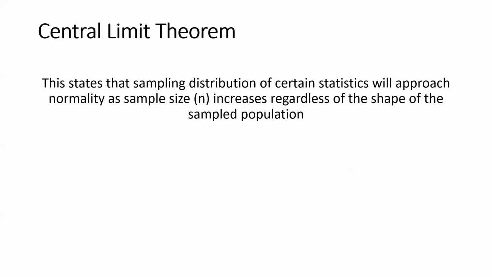So that brings us to the central limit theory. And it's really, really important for understanding inferential statistics that we understand the central limit theory. What it says is that the sampling distribution of certain statistics will approach normality as the sample size increases, irrespective of the shape of the sample population. Remember that all the while I've been talking about the normal distribution curve, I was talking about biological variables, that biological variables of themselves tend to assume a normal distribution pattern.